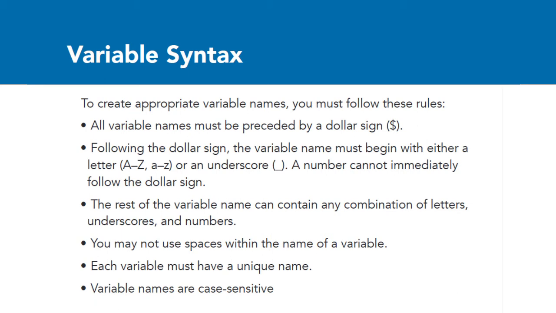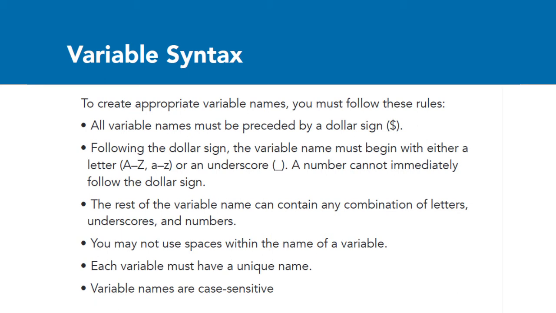The first thing is that all variable names must start with the $ sign. Following the $ sign, the variable name must begin with either a letter or an underscore. You cannot follow the $ sign by a number. The rest of the variable name can contain any combinations of letters, underscores, and numbers.